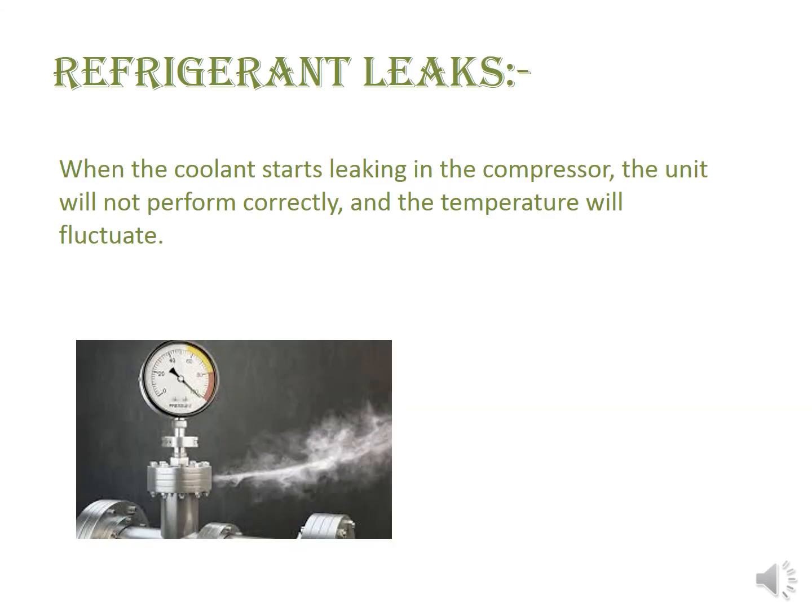Now refrigerant leaks. If a compressor is there in your AC or fridge, when coolant starts leaking in the compressor, the unit will not perform correctly and the temperature will fluctuate. What happens in our compressor? The coolant which cools the compressor leaks, and the compressor will become very hot, and it will not perform correctly. Similarly, in our AC in summer, what happens? The compressor won't work properly because it is so hot that the compressor couldn't perform well. So we will not get the desired cool temperature. So we need to cool the compressor as well. This is very important. So you have to keep an eye out for leaks.